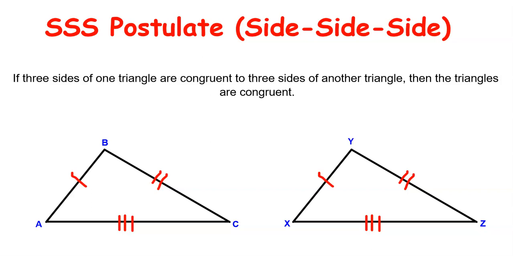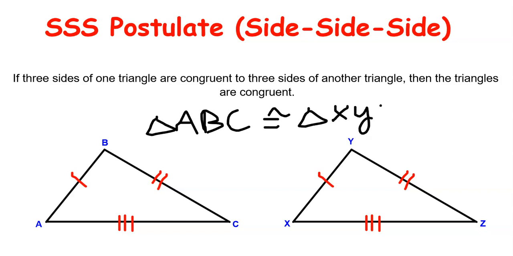For example, when we have the side-side-side postulate, we know that three sides of one triangle are congruent to three sides of another triangle. And in this case, we can say that triangles ABC and XYZ are congruent.